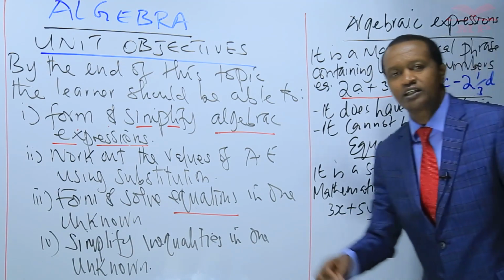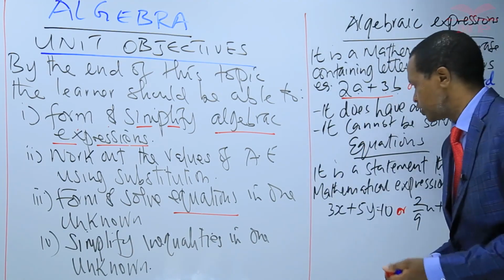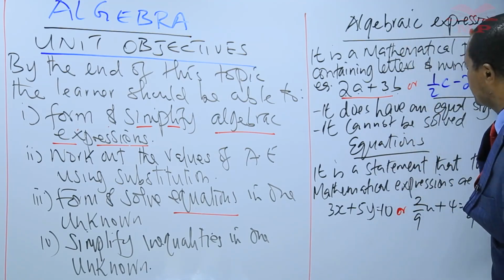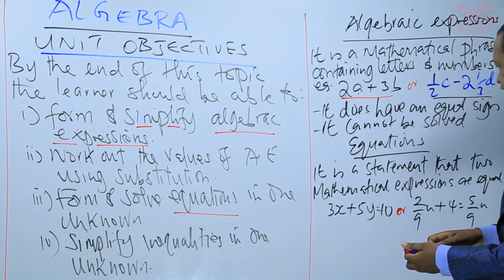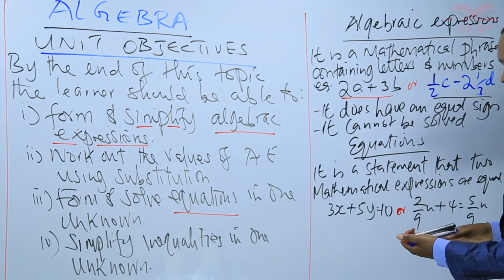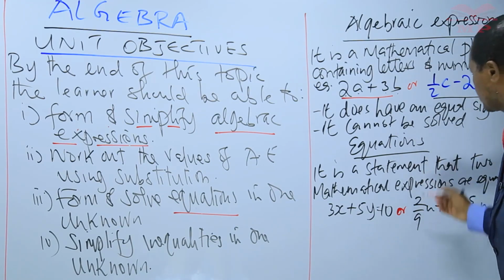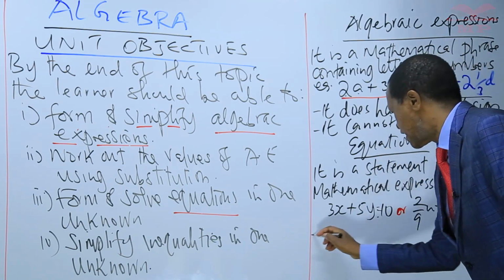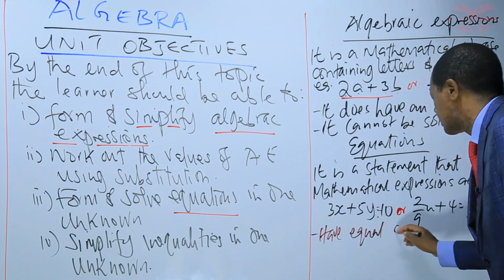So learners, equations, unlike algebraic expressions, have equal signs. You can see there are equal signs here. So equations have equal signs.